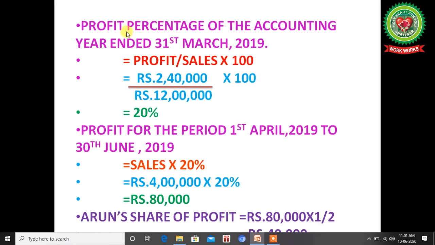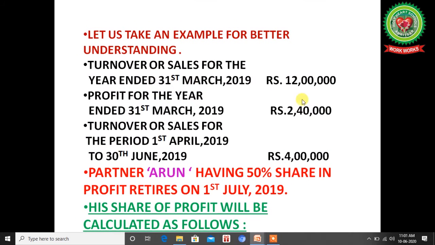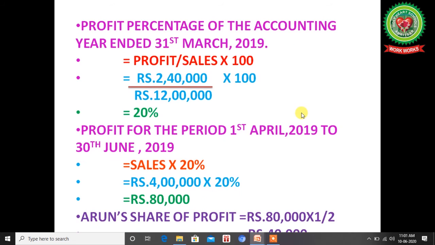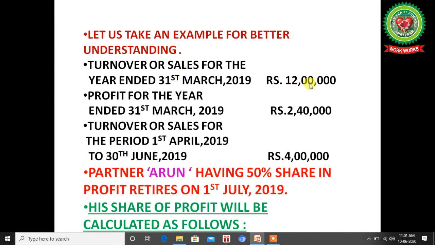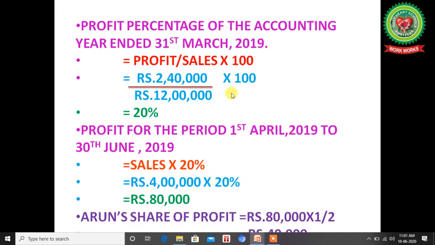First step is the profit percentage of the accounting year ended 31st March. You know how to compute the profit percentage: profit divided by sales multiplied by 100. The profit here is 2,40,000 and the sales are 12 lakh, so 2,40,000 divided by 12 lakh multiplied by 100 gives a profit percentage of 20%.